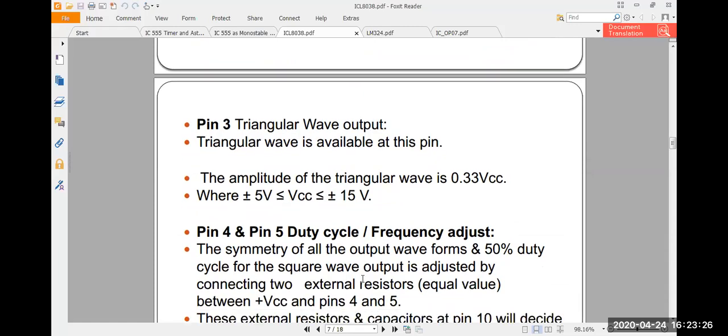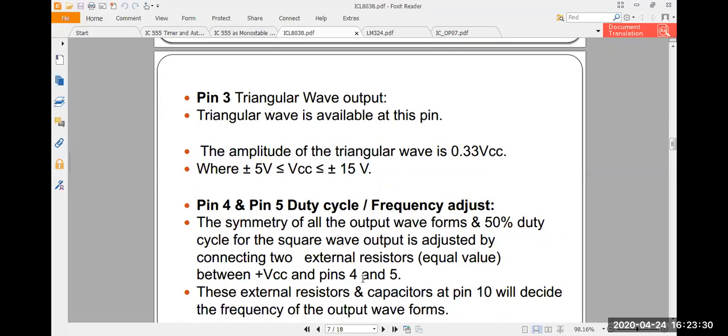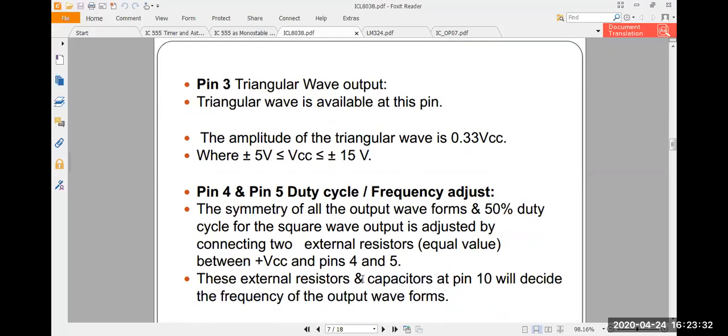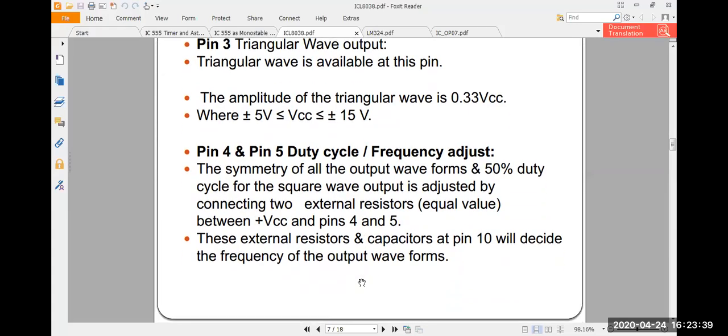Again, the amplitude is 0.33 of VCC. So whatever VCC you are applying, the maximum amplitude of the triangular wave would be 0.33 times VCC.